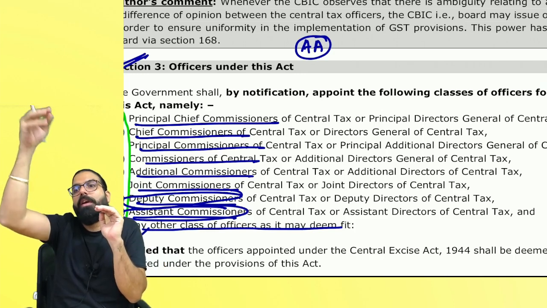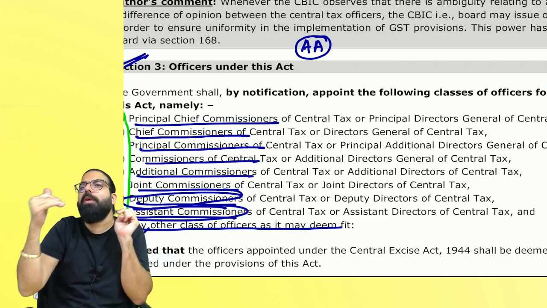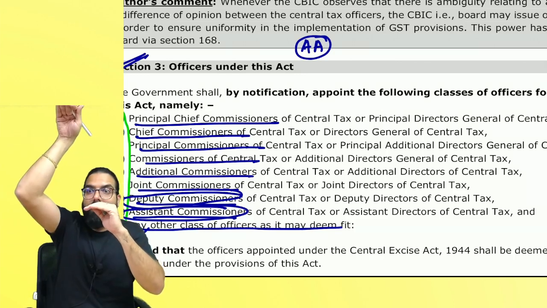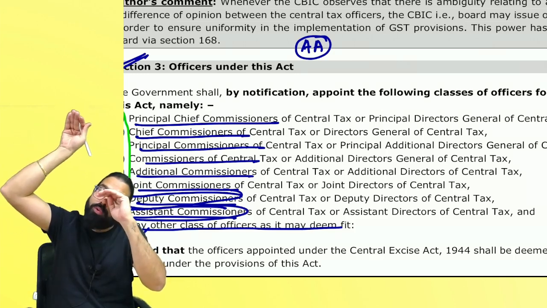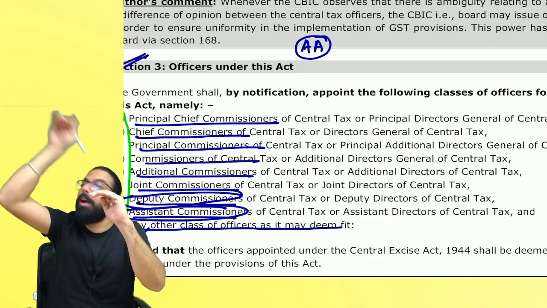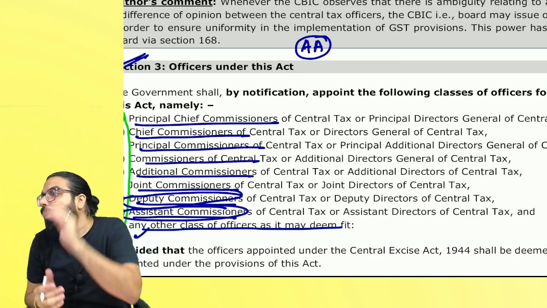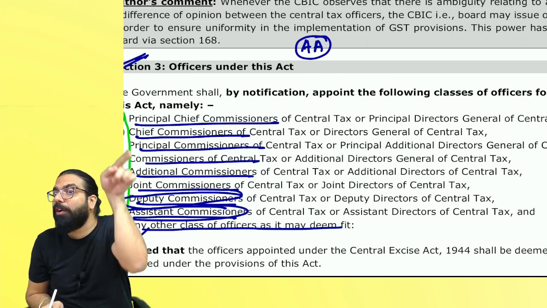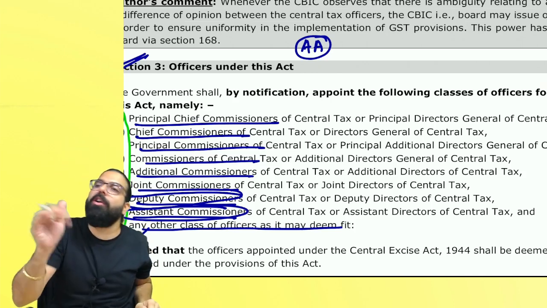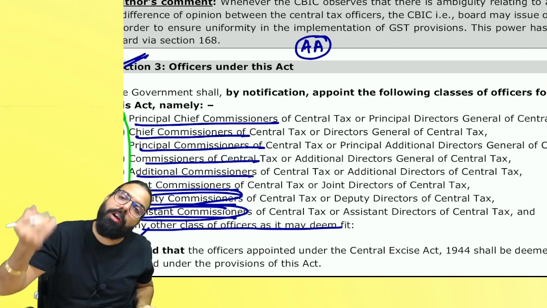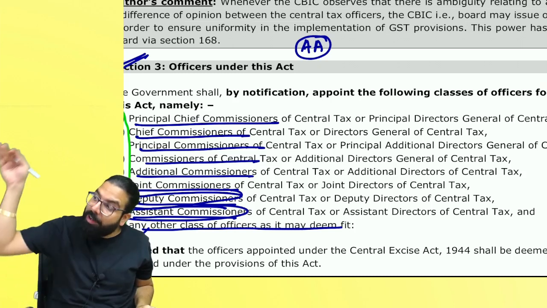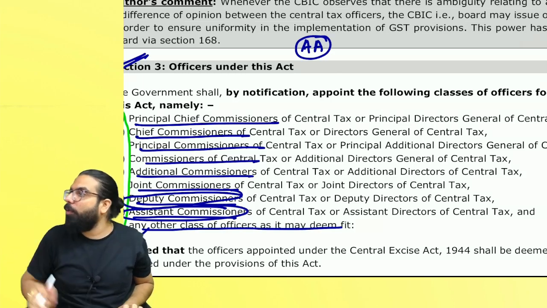Appellate authorities will do their work. They can't do the work of the GST officer. Even though they are superior, they are superior only from the point of view that they can hear appeals. Can I go ahead, everyone? They are only there to hear appeals. One demand order has to be passed. Can the appellate authority pass the demand order? The appellate authority can only hear an appeal against the demand order. Can I go ahead, everyone?